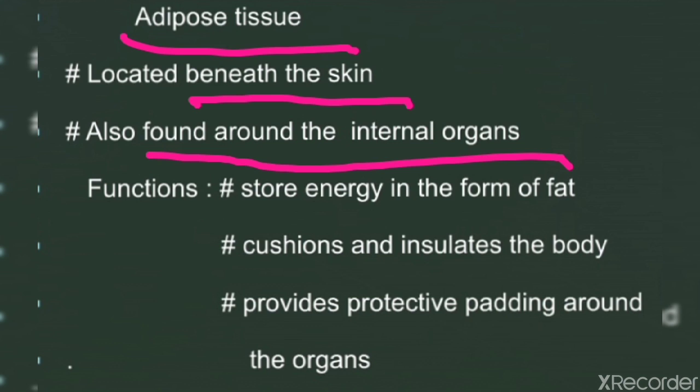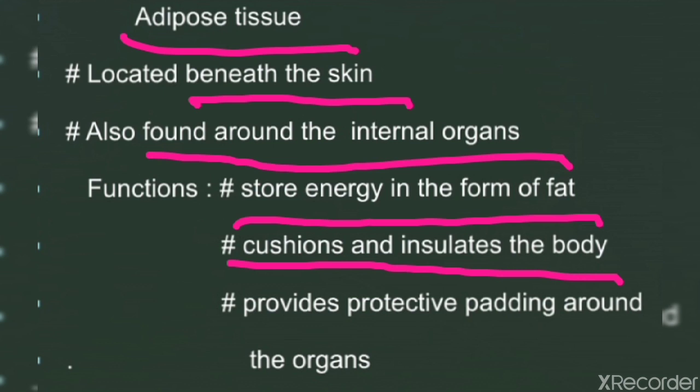Now let's see the functions of this adipose tissue. Adipose tissue stores energy in the form of fat. Is it clear? This tissue cushions and insulates the body. Insulates means it acts like an insulator, it holds heat within the body. Therefore, due to this, our body organs and tissues maintain the heat they need to function properly.